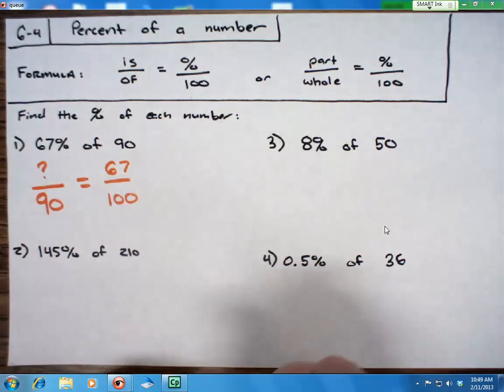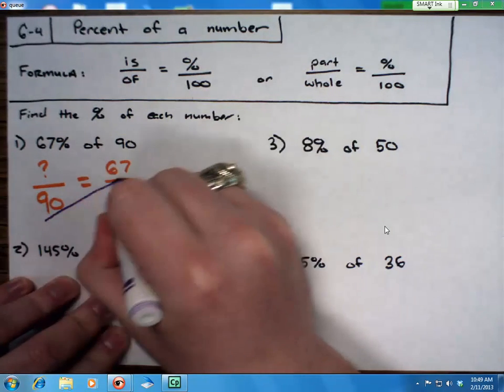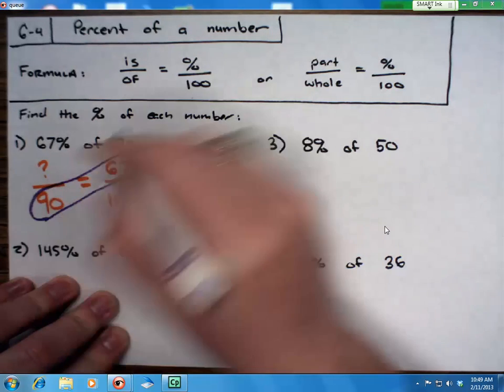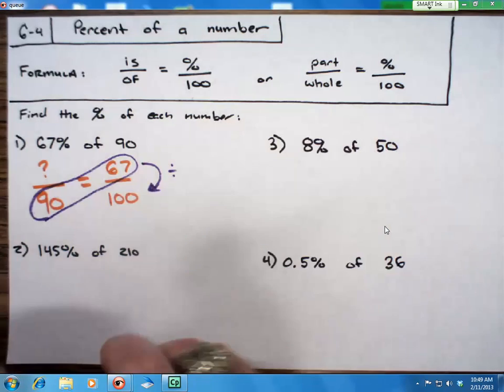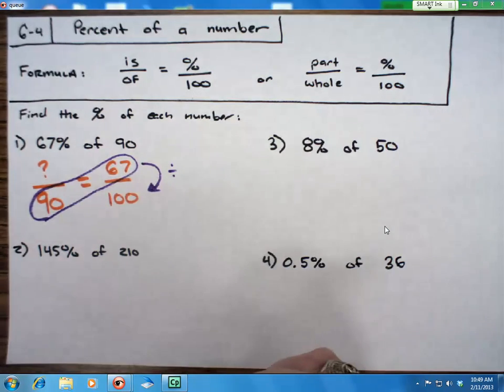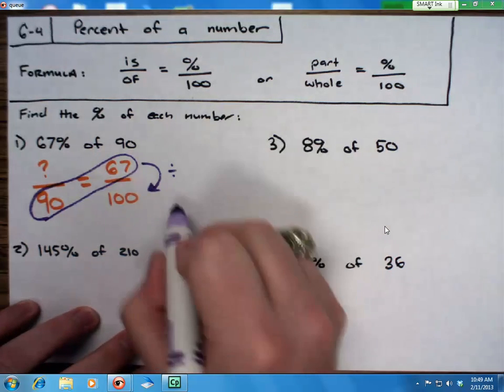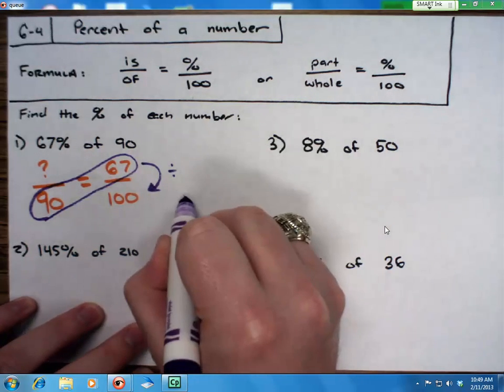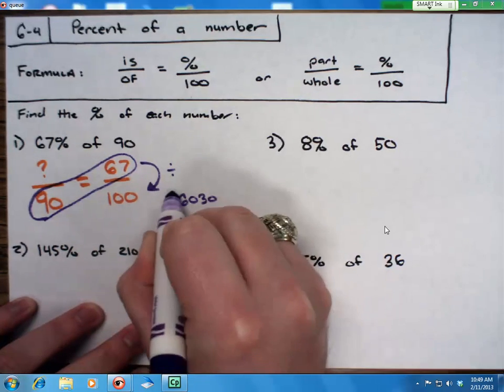Now, once I have that proportion set up, I solve it just like I solve all my proportions. I cross multiply and then divide. So I'm going to cross multiply 67 times 90, and then I'm going to divide by 100. When I multiply 67 times 90, I get 6,030. Then I have to divide by 100.